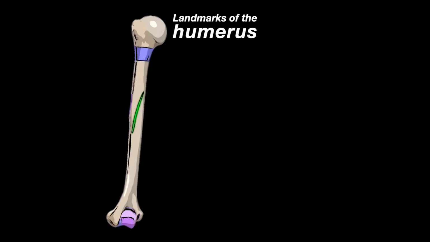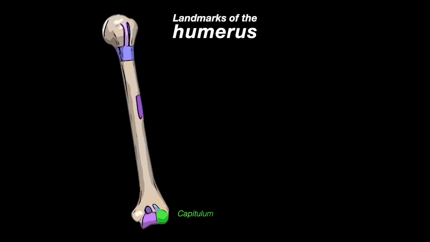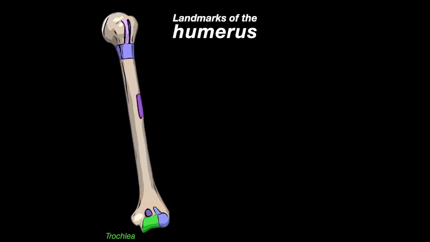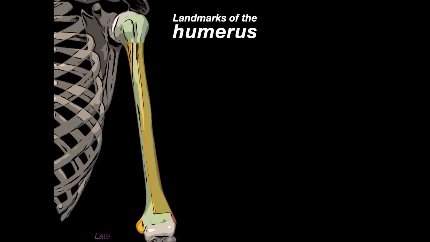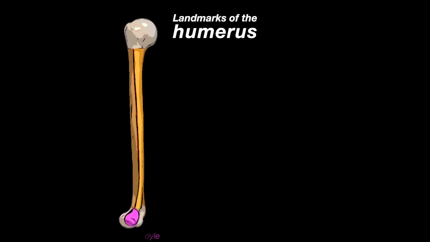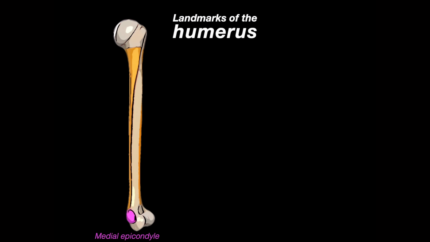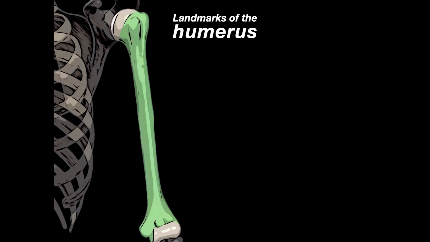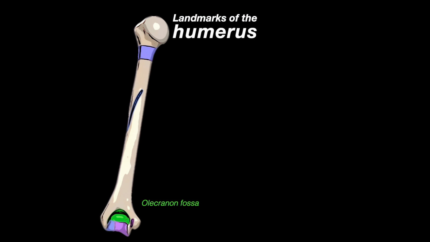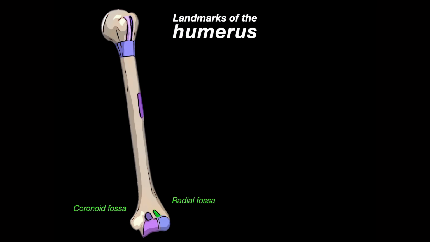The distal end of the humerus is the expanded lower part of the bone. It consists of the capitulum, the trochlea, and the lateral and medial epicondyles. Both the medial and lateral epicondyles are subcutaneous and therefore can be easily palpated, particularly during partial flexion of the elbow joint. Other important landmarks include the olecranon, coronoid, and radial fossae.